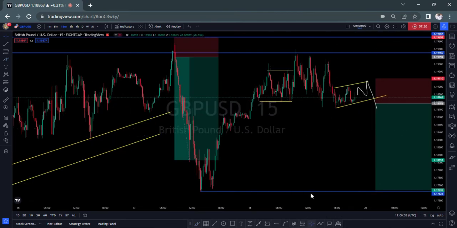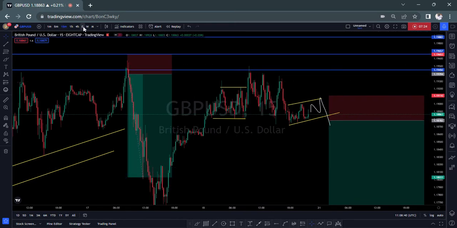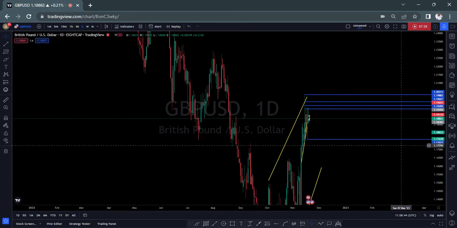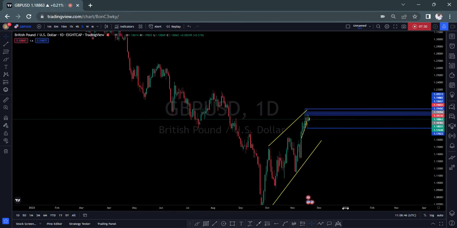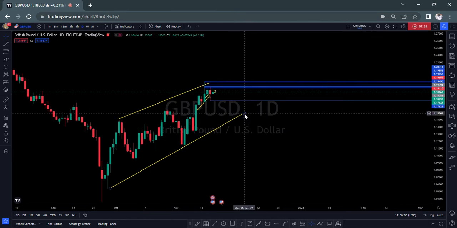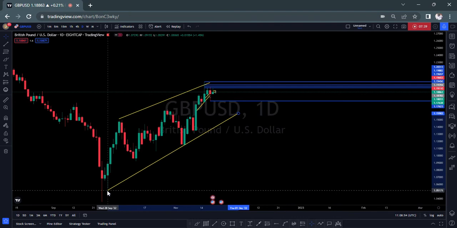Please guys, pardon me for the noise. Yeah, so this is GBPJPY. Sorry, GBP USD. Yeah, GBP USD. Firstly, I drew out the outer structure.